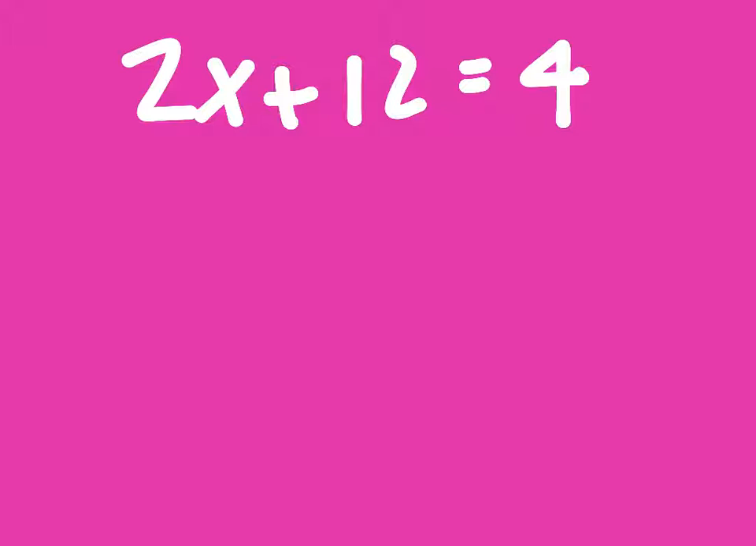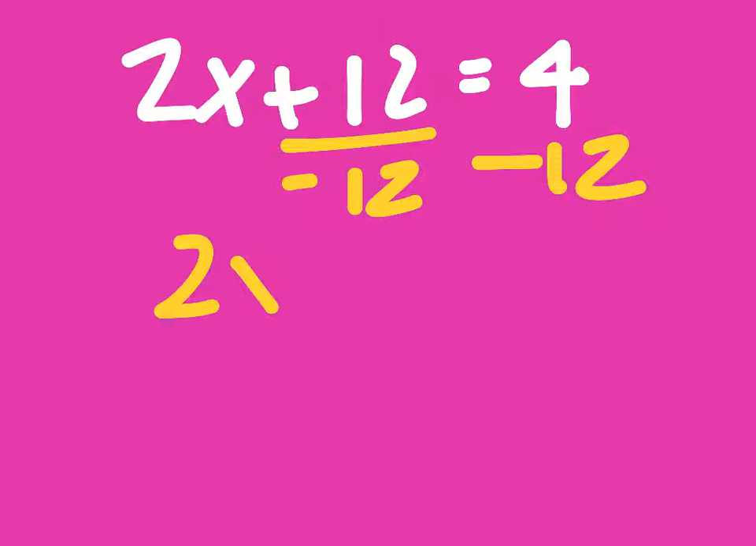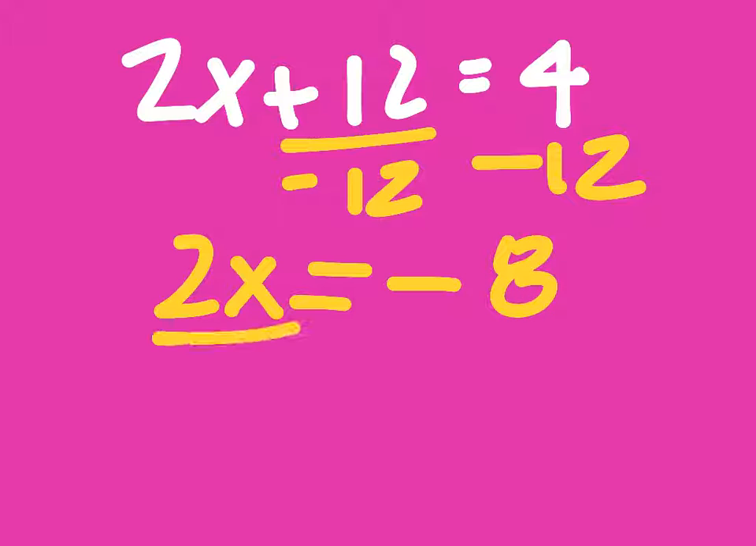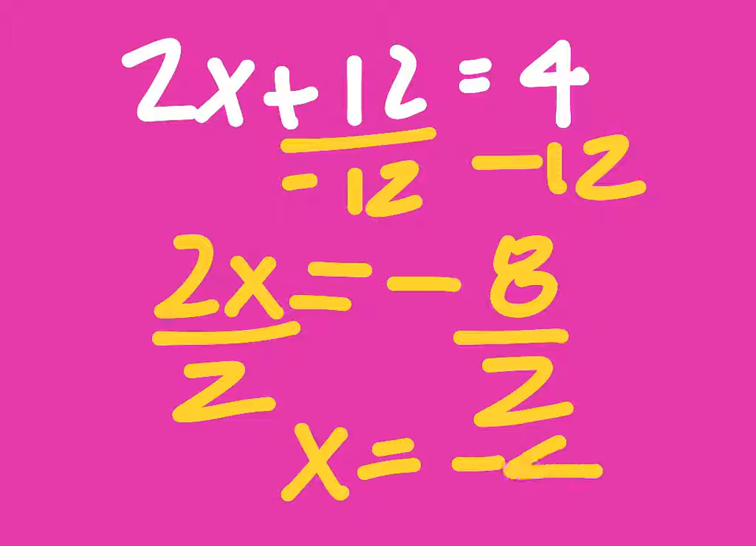Okay, so we learned about 2 steps that we have to do the one farthest away from the variable. So that means that our plus 12 right here. So we're going to subtract 12, subtract 12. 2x now equals negative 8. Divide by 2, divide by 2. X equals negative 4. So if we go back and check, 2 times negative 4 is negative 8. Negative 8 plus 12 equals 4. So it does check out.